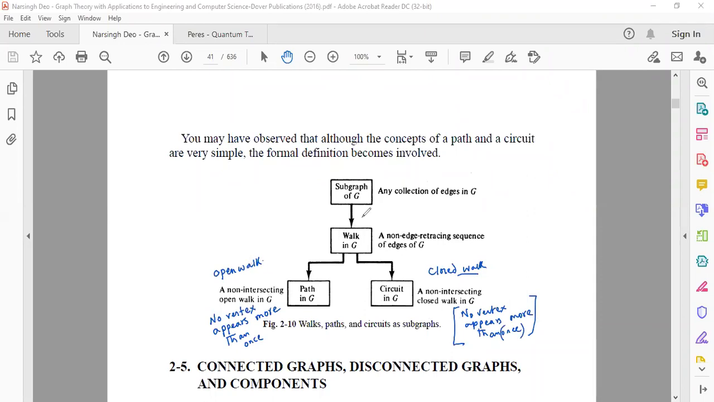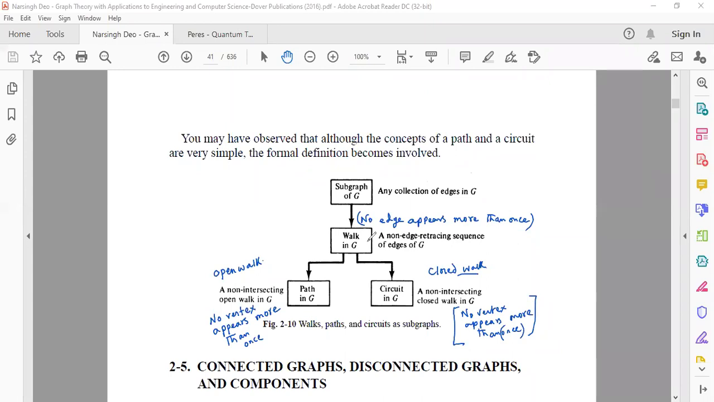In general, in a walk, no edge appears more than once, but a vertex may appear more than once. Since path is a kind of walk and circuit is a kind of walk, in path and circuit also, an edge does not appear more than once. So what is the fundamental difference between path, circuit, and walk? There is a similarity among all these components: in all of them, an edge is not repeated, but in a walk, a vertex can repeat itself.